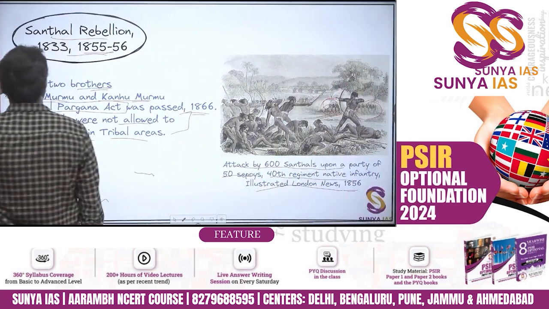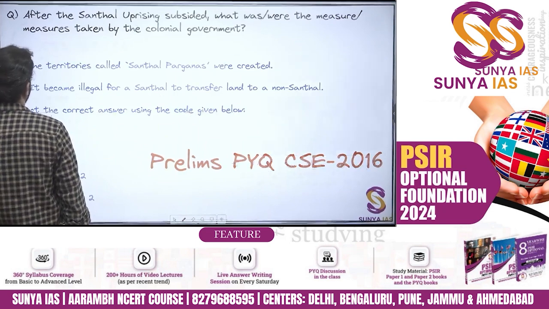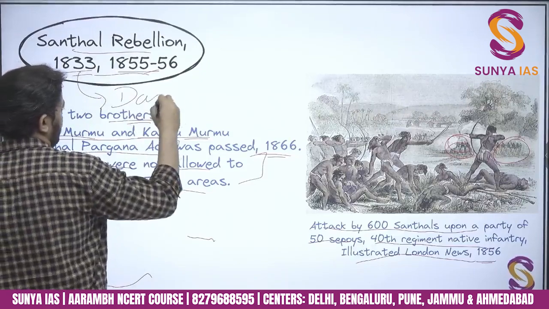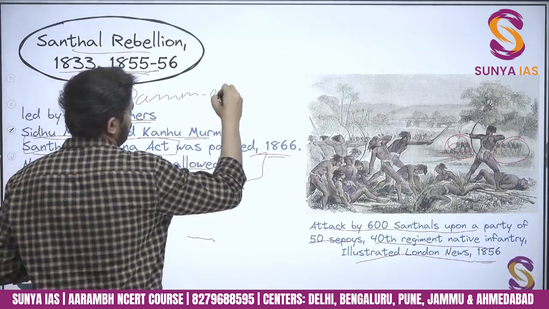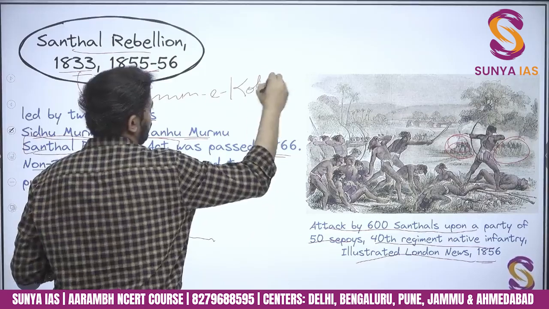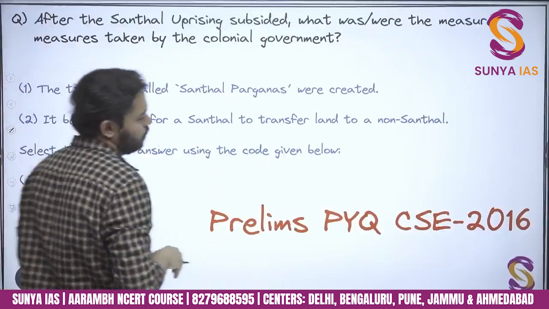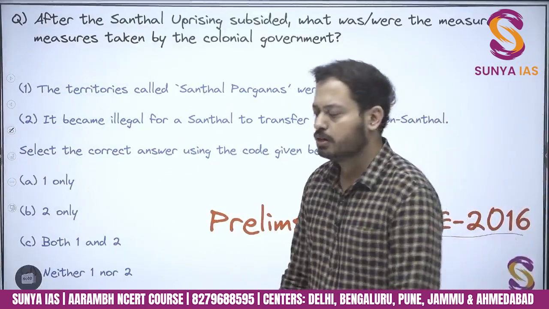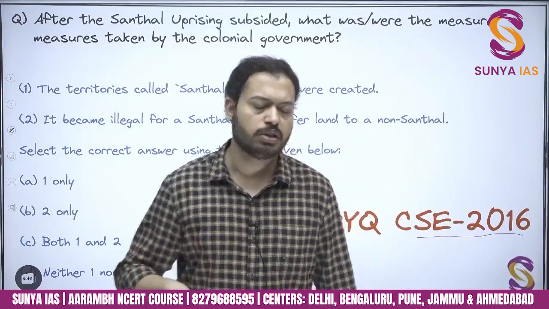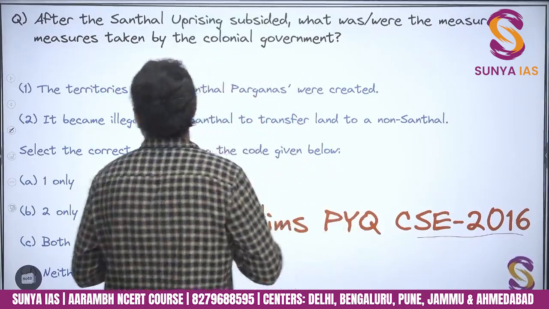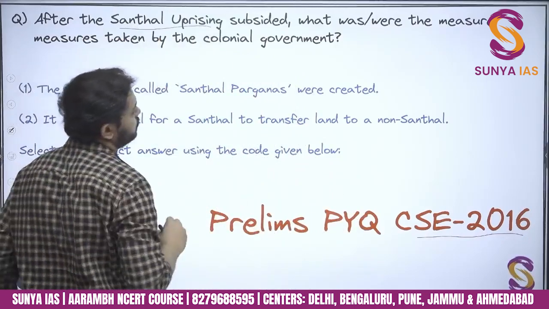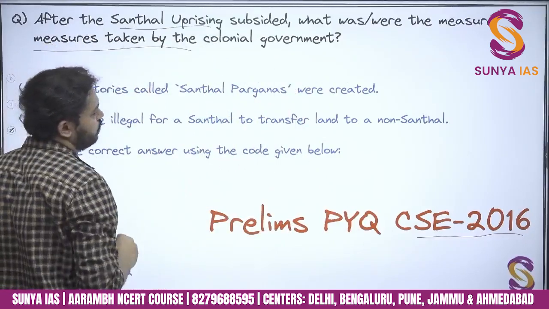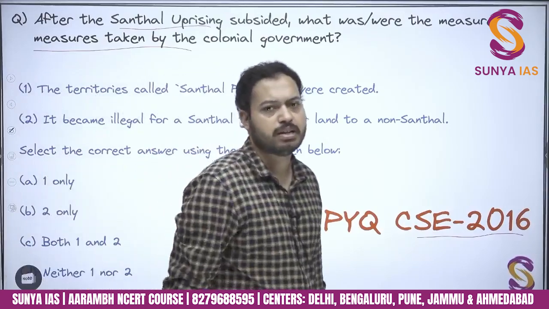This is the Santhal thing. I told you that twice it happened. Initially in 1833, Damin-i-Koh was evolved. I have explained this, so no need to explain it further. Now, for example, in the preliminary examination of the civil service examination in 2016, there was this question: after the Santhal uprising subsided, what were the measures taken by the colonial government?